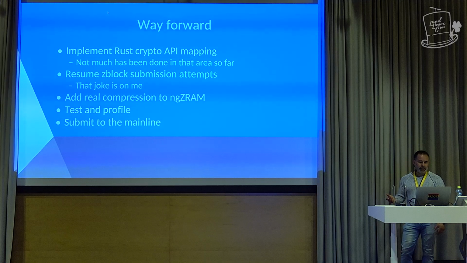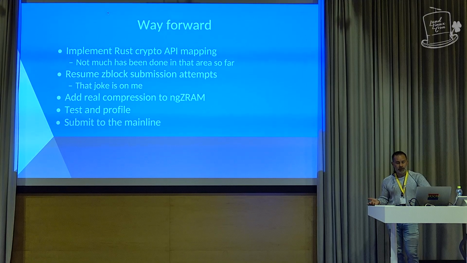The way forward, as I see it, is first of all, crypto API mapping, the bindings for crypto API should be implemented in Rust. This has to happen anyway at some point. It's not only the ngZRAM that is a potential user of it. It's a huge part of the kernel, and we need it.